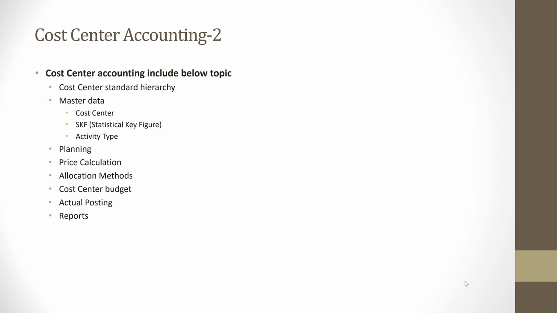So cost center accounting will include the below topics: cost center standard hierarchy, master data, where we will cover cost center creation, SKF (statistical key figure) creation, activity types, cost center planning, where the planning will be done for cost elements within the cost center and activity types within the cost centers. Then price calculation and allocation methods. Typically, there are three types of allocation methods: reposting, assessments, and distribution. Then cost center budgets, actual posting, and various cost center reports.